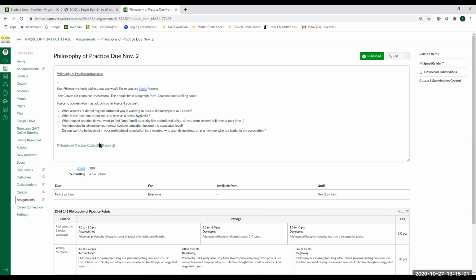Are you interested in advancing your dental hygiene education beyond the associate's level? Some of you already have a bachelor's degree. Some of you already have a master's degree. Some of you know you want to get into public health. Some of you might want to pursue teaching or research or even sales, because to get into a sales position, you need to have a bachelor's. Or is this going to be it? Or do you think you're going to be happy with clinical dental hygiene? There's no right or wrong to this.